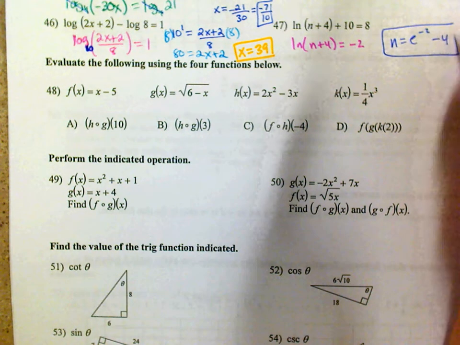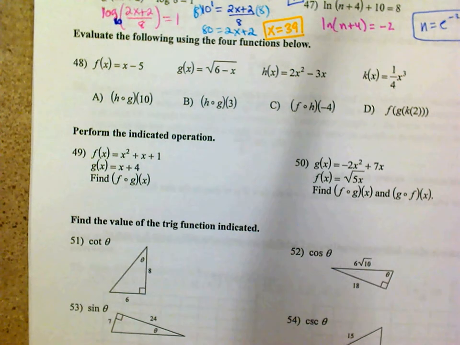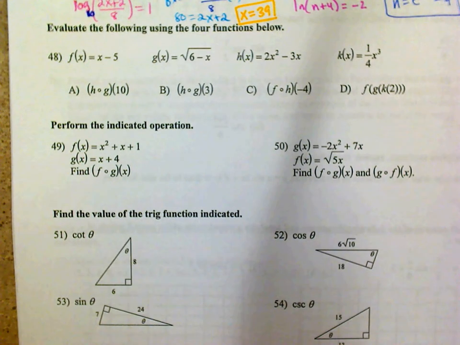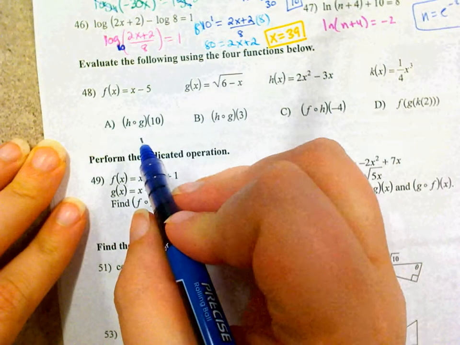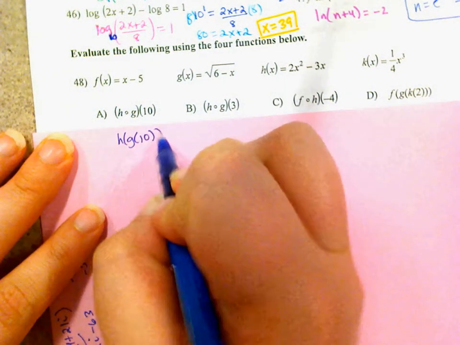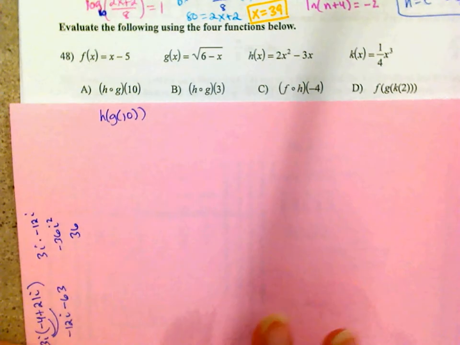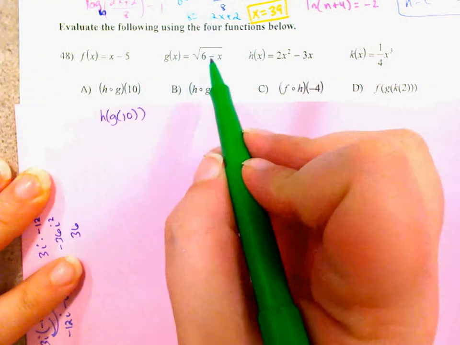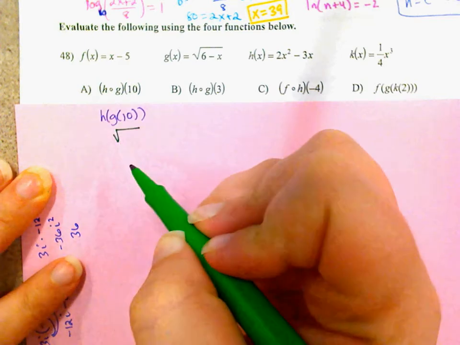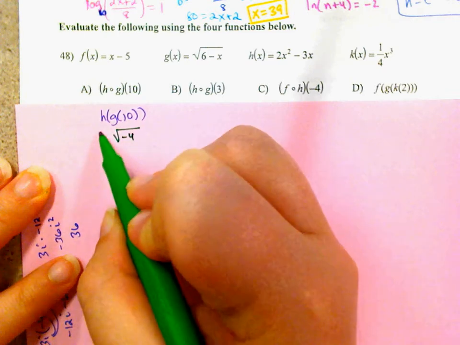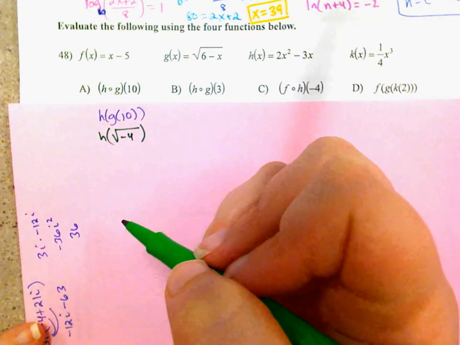Okay, 48. 48 is just composition, right? So what does h of g of 10 mean? What are we supposed to do? So this is actually like finding h of g of 10. Which one do you evaluate first? G of 10. So g of 10 means I'm going to plug 10 into here. So I've got the square root of 6 minus 10. What's 6 minus 10? Negative 4. So I've got h of the square root of negative 4. What is the square root of negative 4? 2i. So I've got h of 2i.